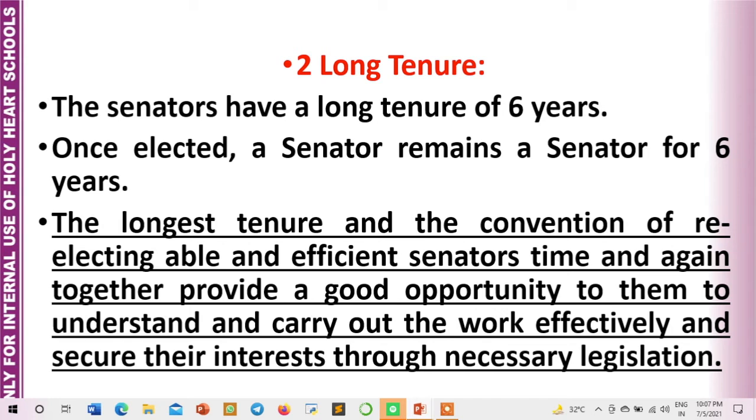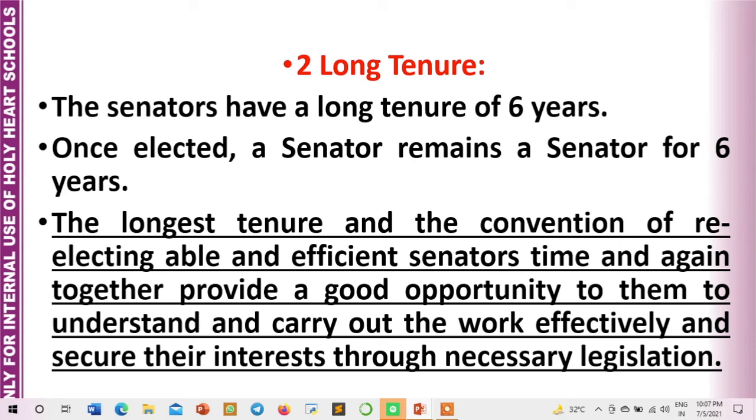But in the US, there is the lower house, the House of Representatives. Do you know the tenure of the members of the House of Representatives? That's just 2 years. So if we compare both houses, the lower house members serve for just 2 years and the upper house members serve for 6 years. Once elected, a senator remains a senator for 6 years.